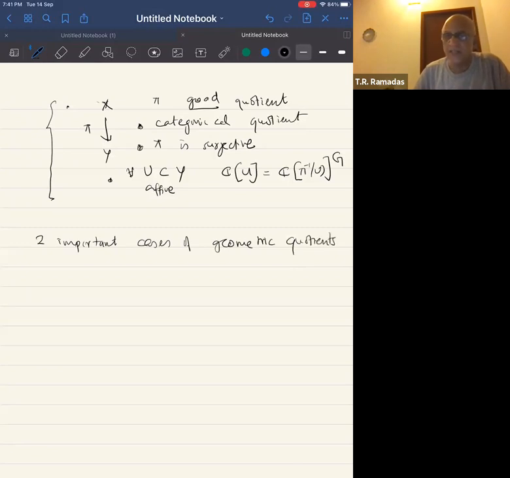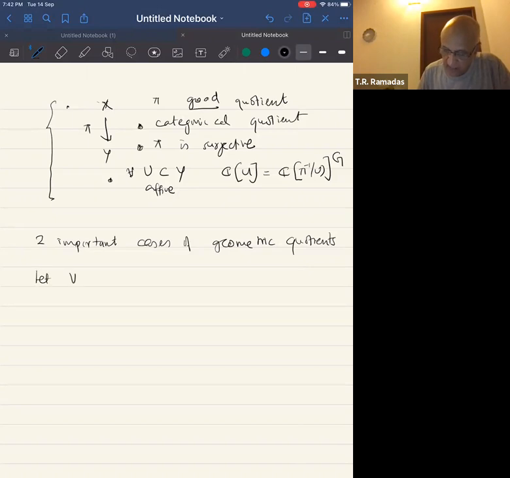So you notice, by the way, that when I say variety X, I have not specified whether these are affine varieties or projective varieties. In fact, so far, let's work in some generality. These are quasi-projective varieties, which means a projective variety or an open subset thereof. Very good. So here are two important cases of geometric quotient.